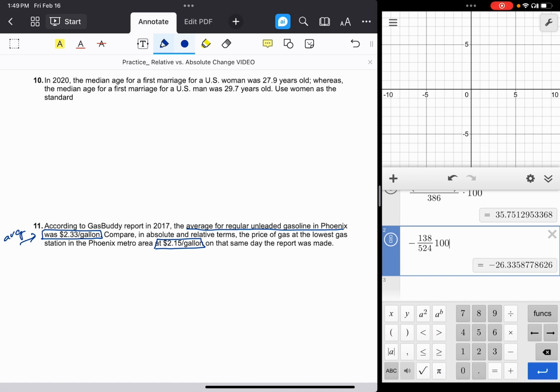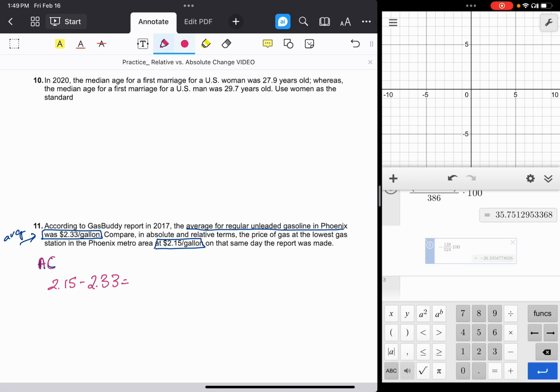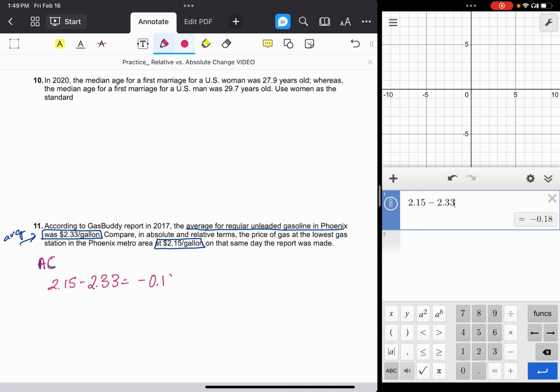So when we set that work then for our absolute change, I'll go back to pink again, you're going to find that we have 215 minus 233. And yes, I am going to get a negative number from this, and I should, because the lowest gas station was lower than that average. And so we get negative 18 cents per gallon.